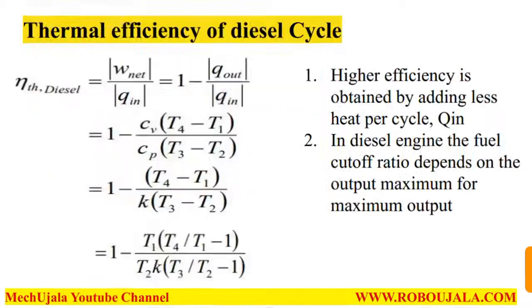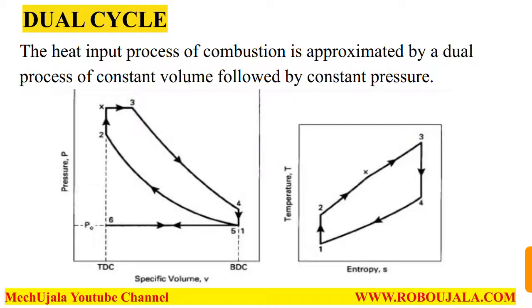Now let's start with the dual cycle. The heat input process of combustion is approximated by a dual process of constant volume followed by constant pressure. So here guys, in this dual cycle we are getting heat input at constant pressure and at constant volume, but we are getting heat output at constant volume. So that is the difference between the dual cycle, diesel cycle and Otto cycle.